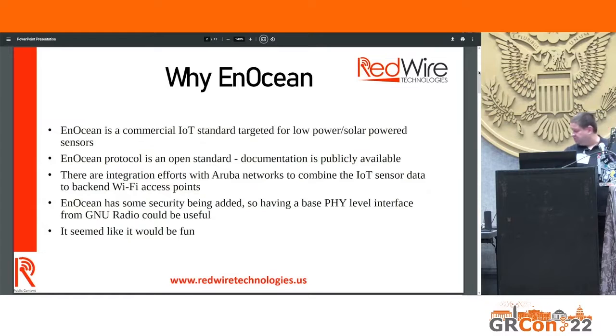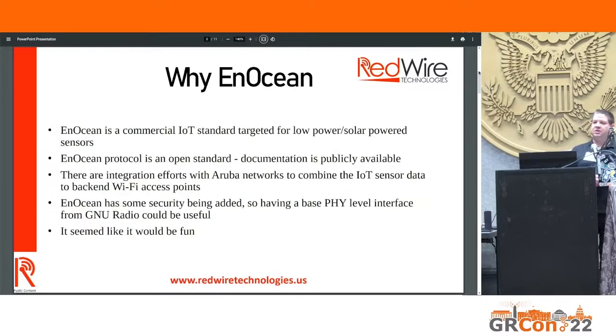EnOcean is a developing commercial IoT standard, which is different than a lot of the other ones. It's designed specifically for low power platforms, like solar paneled IoT sensors that you would put up in a commercial building. I was actually in a hotel recently that had these types of sensors throughout the hotel, measuring its carbon dioxide and various air quality things. So that's what it's designed for. They have a lot of variety of sensors.